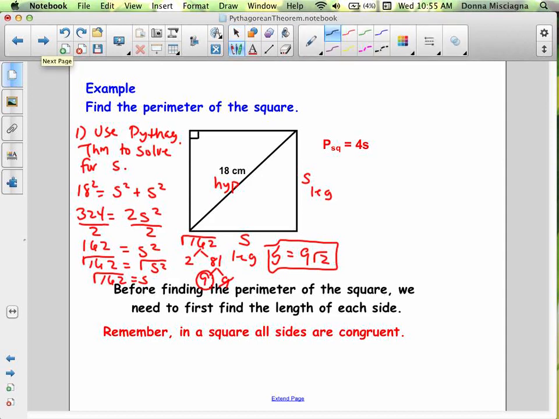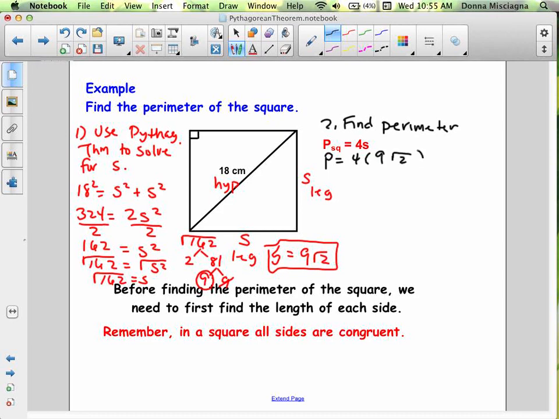So to find the perimeter, we're just going to use a formula. The perimeter of the square, since all the sides are the same, is just 4 times the side measurement. All right, so that's our step 2. Find perimeter. So P equals 4 times 9 square roots of 2.